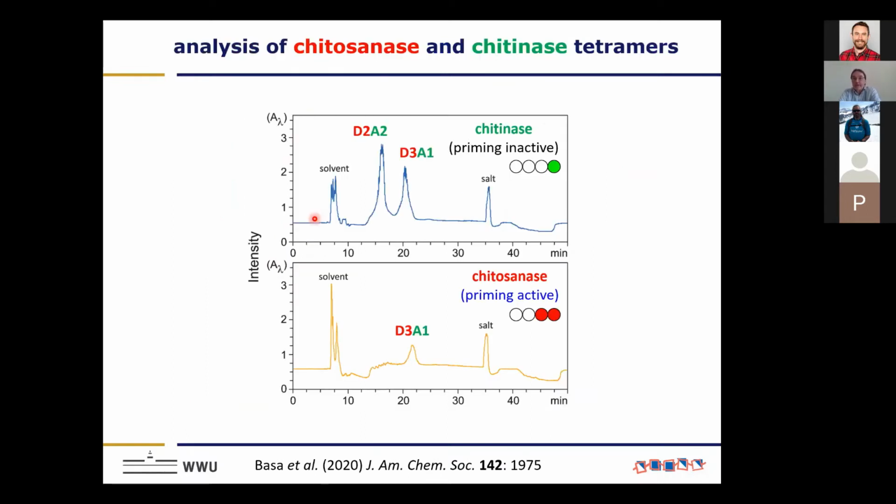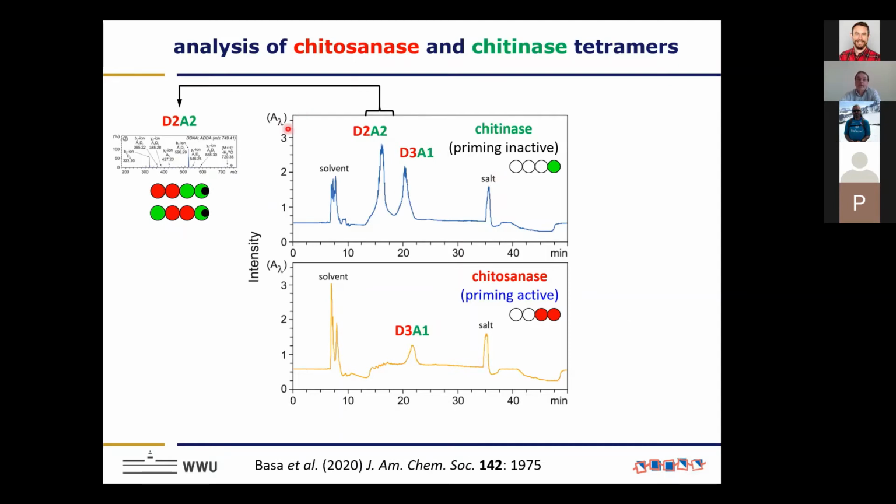So we were analyzing the chitinase and chitosanase tetramer in more detail. Here you can see that we separated it by chromatography. So in the chitinase product, we see a D2A2, so a tetramer which is twice deacetylated, and a tetramer that has 3 deacetylations, only 1 acetylated unit left, whereas in the chitosanase product, the one that is priming active, we only see a monoacetylated tetramer. Now, of course, using mass spectrometry, we can analyze this further, and we see that the D2A2, the double deacetylated tetramer in the chitinase product, is a mixture of these two.